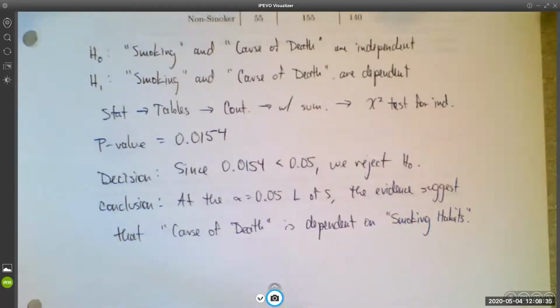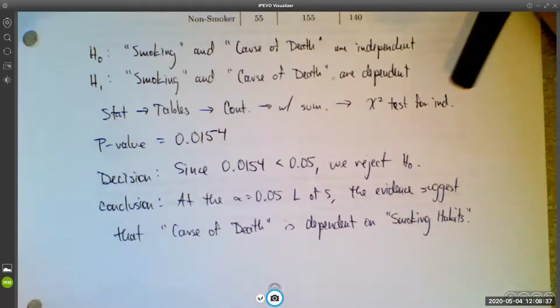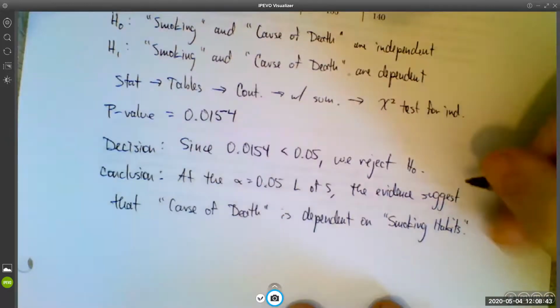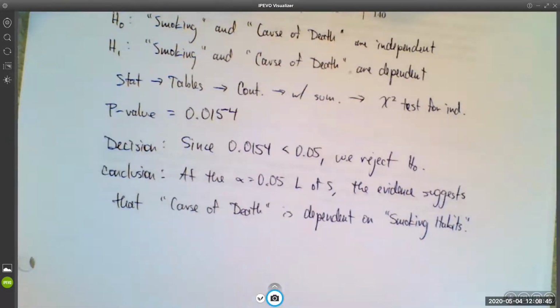But that's that one, okay? So, by the way, another way to word the conclusion is you could say the evidence suggests that cause of death and smoking habits are dependent variables. Okay, so that's another way that you could state the conclusion.